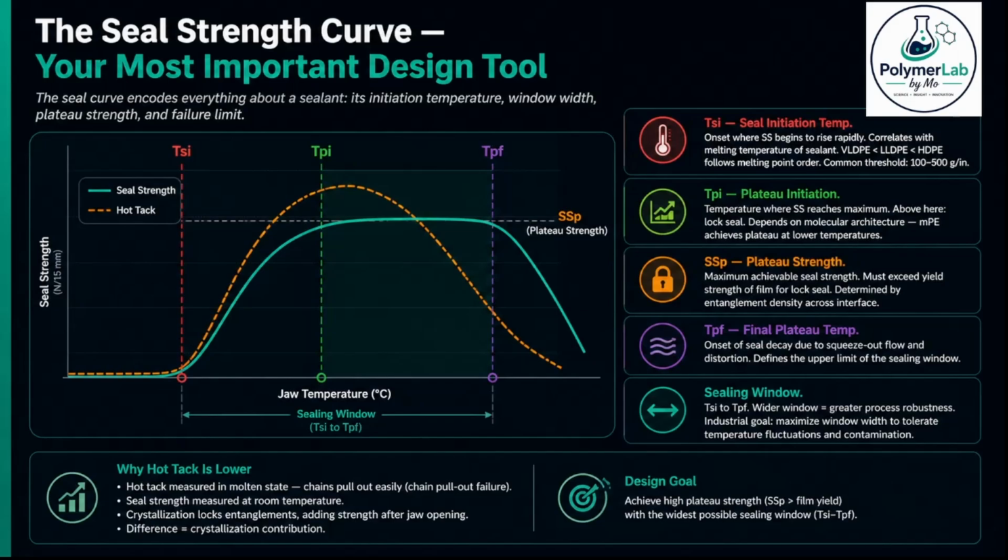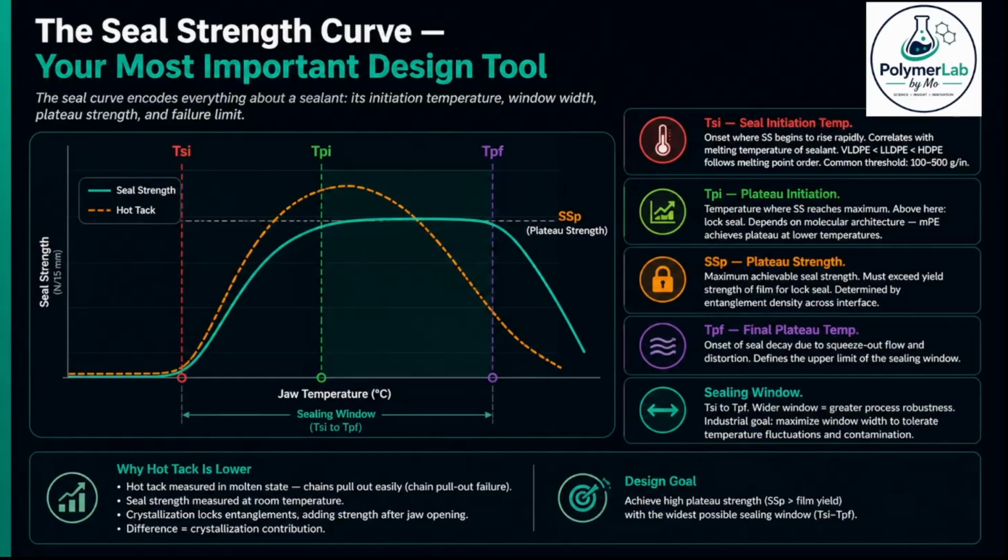As jaw temperature rises above TSI, the interface temperature crosses the melting point. Chains begin to melt and diffuse. Seal strength rises steeply with temperature. The rate of increase in this zone reflects how strongly crystallinity and molecular architecture limit diffusion near the melting point.